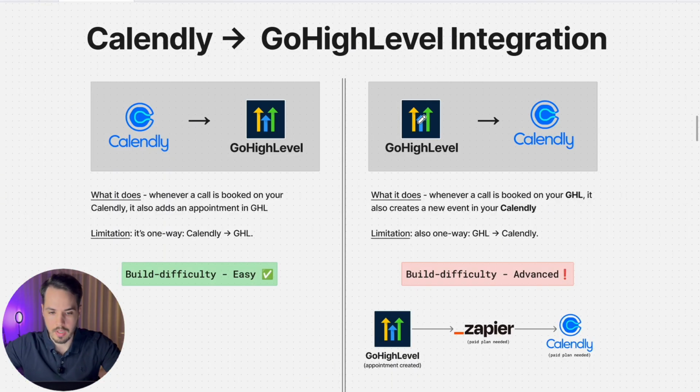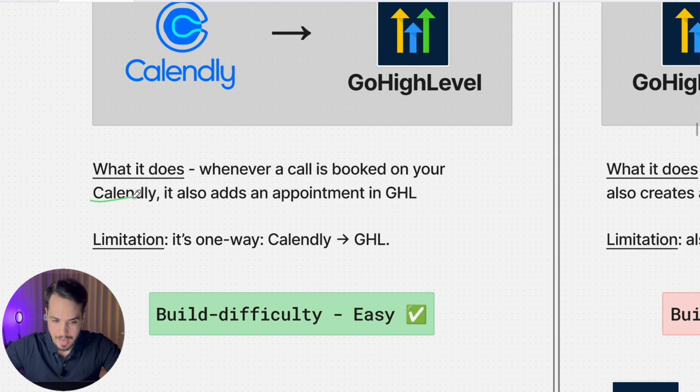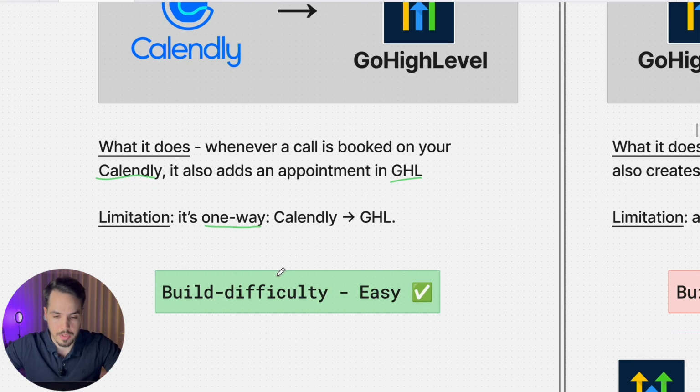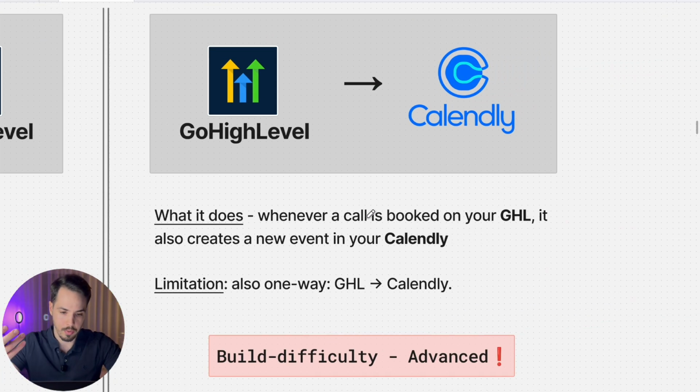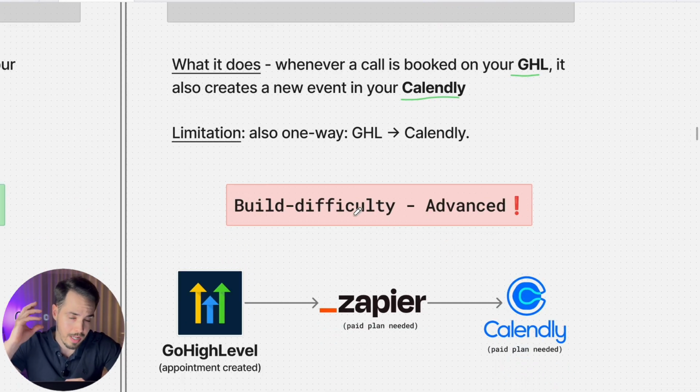Now let's look at what each does. If you integrate Calendly to GoHighLevel, whenever somebody books a call on your Calendly, that appointment will also show up in GoHighLevel. This is a one-way integration. However, this is very easy to build. And I will also show you the other way where you connect GoHighLevel to Calendly. Same, just roles reversed. If somebody books in GoHighLevel, this is going to create a new event in your Calendly. Also a one-way street, and this is much more advanced and much more difficult to build.